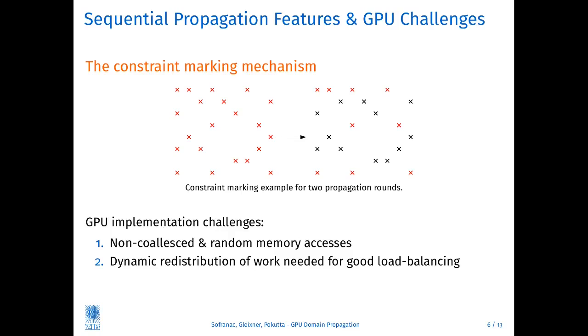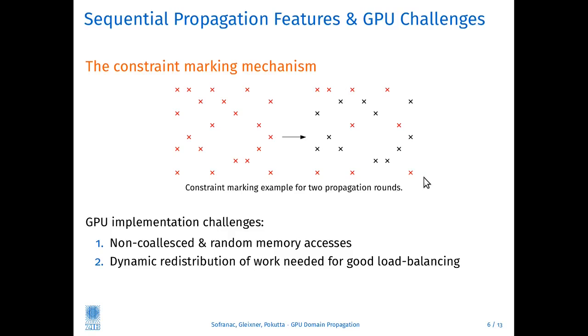This process is depicted in the figure you see in the middle. X's represent non-zeros of the constraint matrix. The red constraints are marked, while the black ones are not. The left side depicts the first iteration of the algorithm when all constraints are marked. Assume that the only bound change found during this iteration is a bound of a fourth variable here. In the next iteration, we would have to consider this constraint together with the first and the last constraint, which also contain the variable. This is shown here on the right.